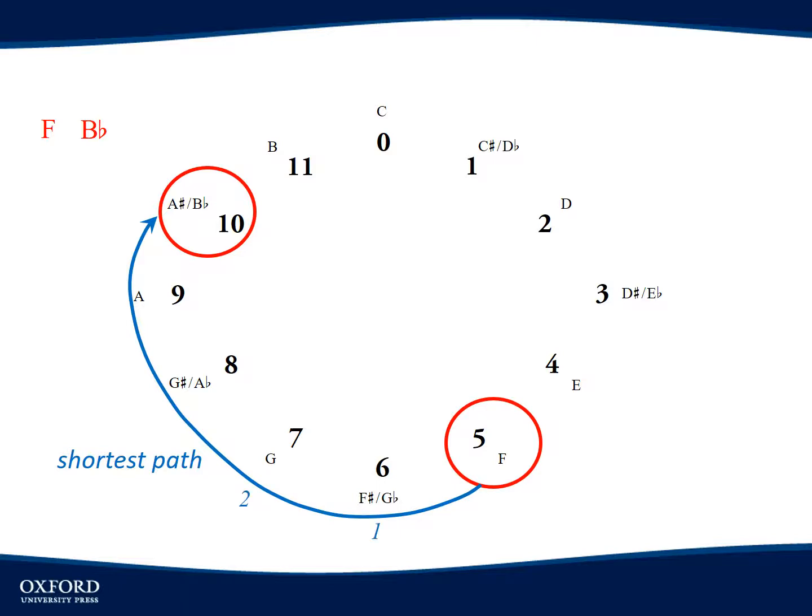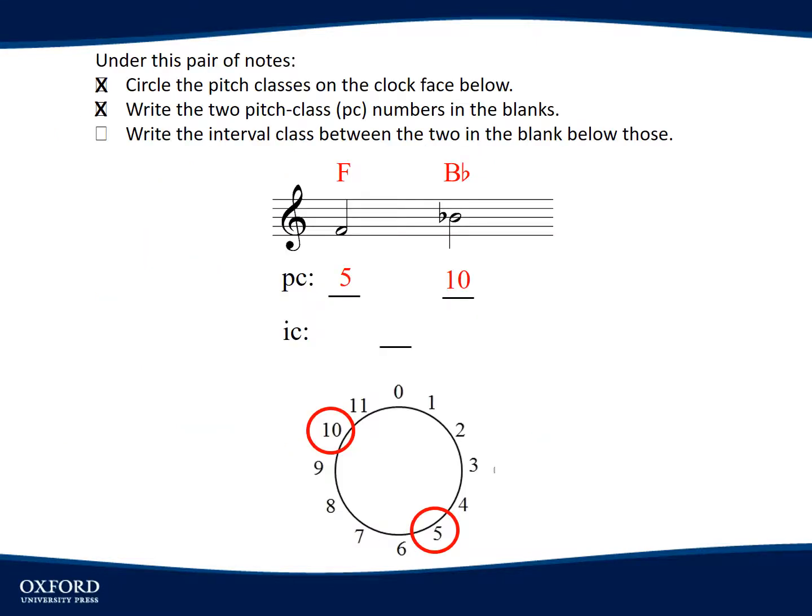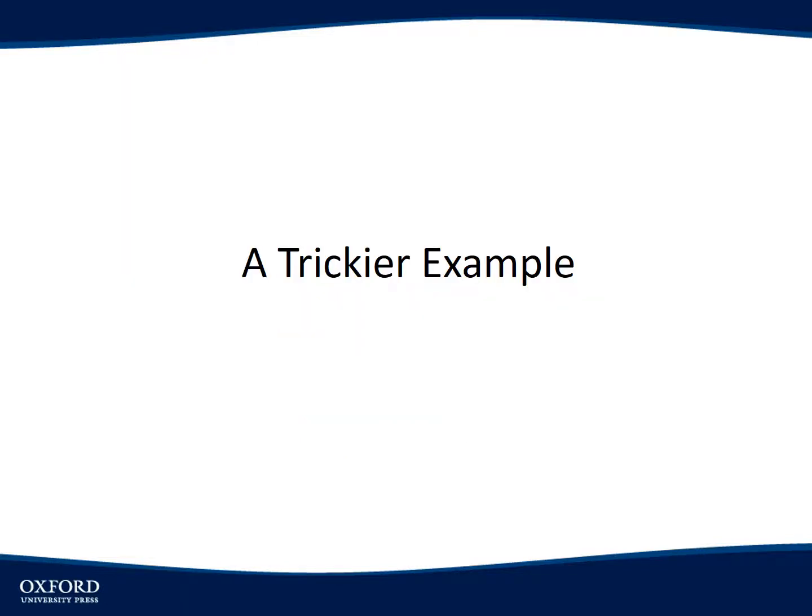1, 2, 3, 4, 5 half steps away. So our answer is interval class 5. We can now write 5 in the blank for interval class, completing the final step of this problem. Let's look at a trickier example.